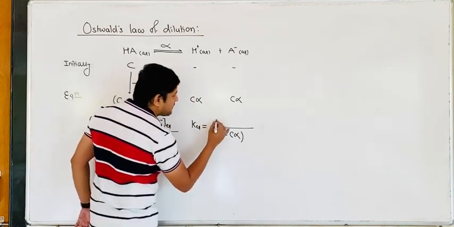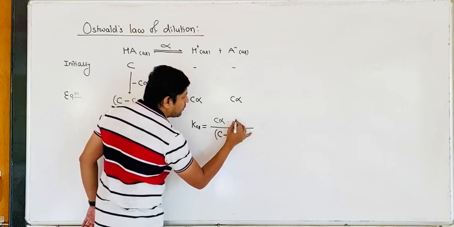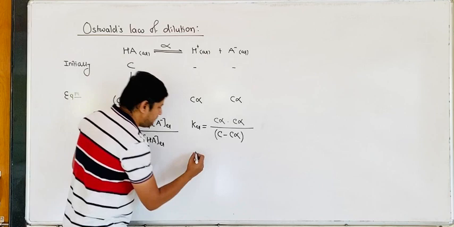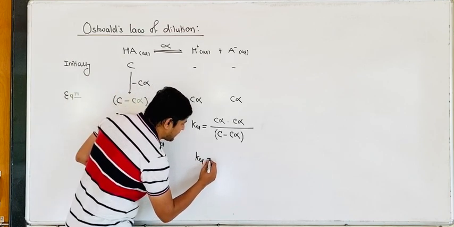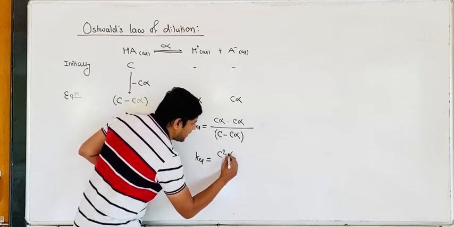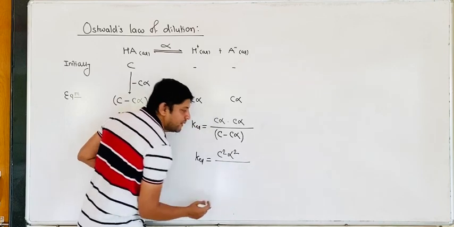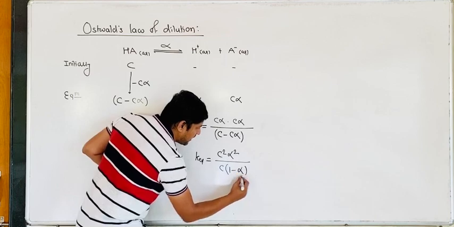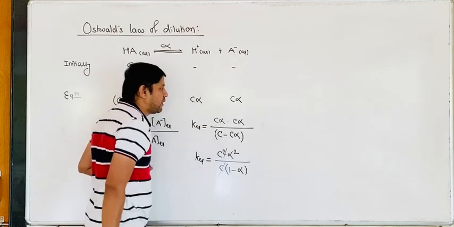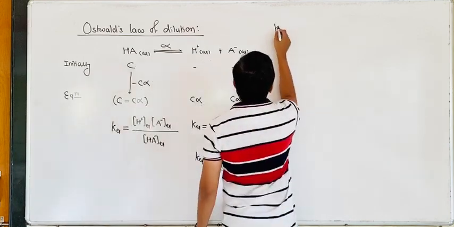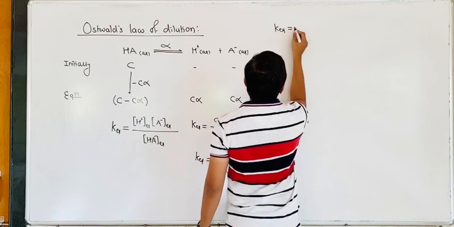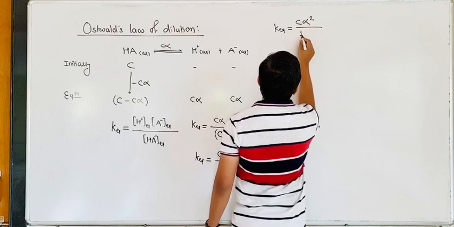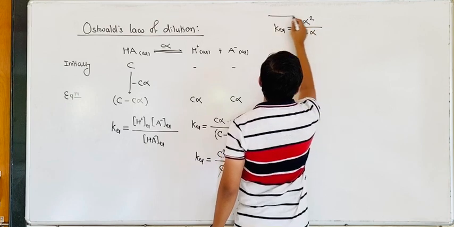Concentration of H plus ions is C alpha, and concentration of A minus ions is also C alpha. Let us solve this. K equilibrium is equal to C square alpha square divided by C into bracket 1 minus alpha, C gets cancelled out with one another. K equilibrium is equal to C into alpha square divided by 1 minus alpha.